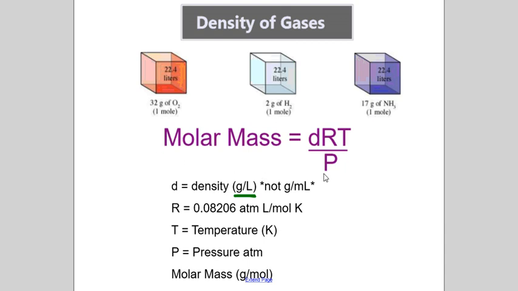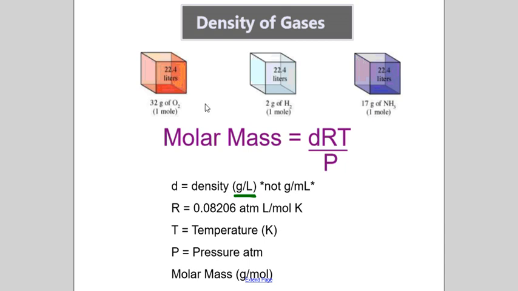If you notice, this is a very modified version of ideal gas law. So it's pretty much the same idea. We've substituted stuff in there so that now we're finding molar mass. Density in this problem is always going to be equal to grams divided by liters. So this is not grams per mole or grams per milliliter, like when we talk about density of other things. Grams per liter. R is the same value, temperature is the same unit, pressure is the same unit, molar mass is grams per mole. So plug and chug kind of problem, very straightforward.